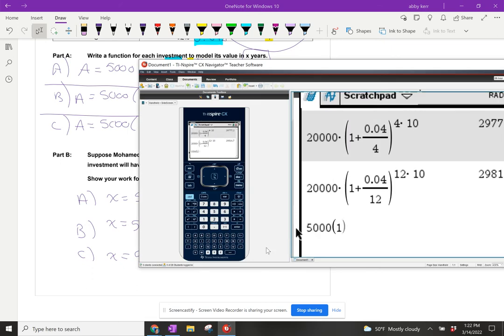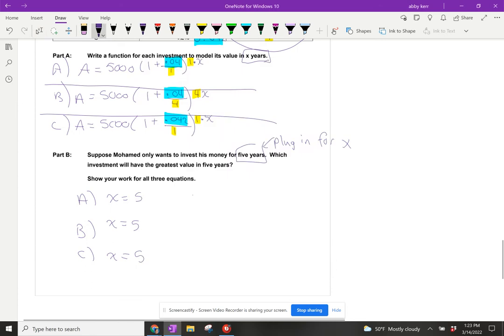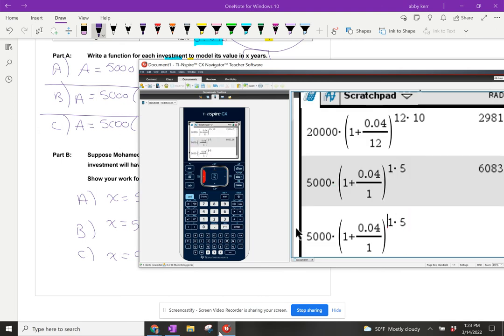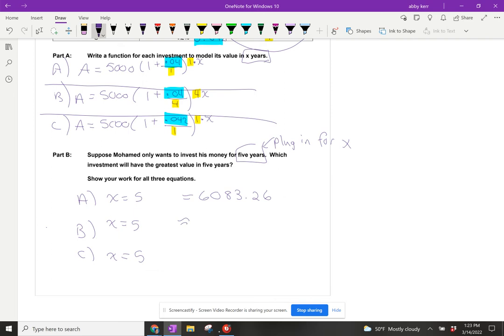So 5,000, 1 plus, caret key, 1 times 5. So this will give us $6,083.26. Now here it's the same amount, but it's quarterly. It's happening 4 times. This will give us $6,100 and how many cents? 95 cents.